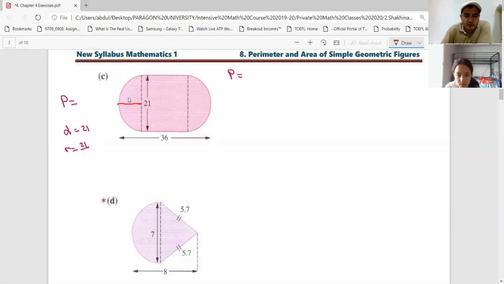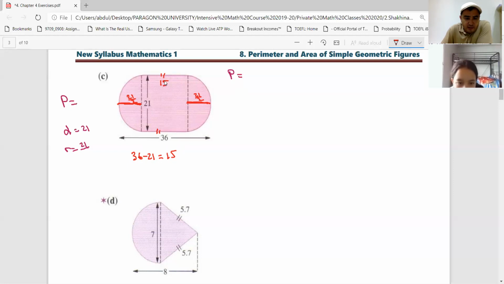This one is 21 over 2. And also this one is radius, it is 21 over 2. So that means that this is radius plus radius, that is diameter. So that is 21 together. So what is 36 minus 21? That's equal to 15. So the length of this side equals this side, that's just a straight line. That's equal to 15.